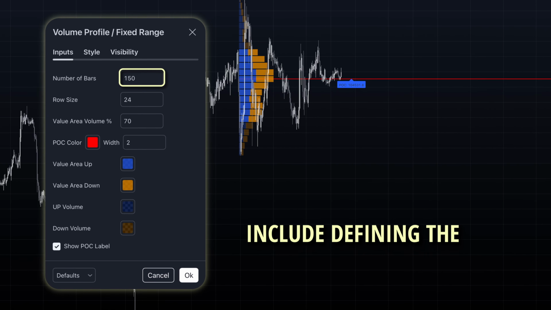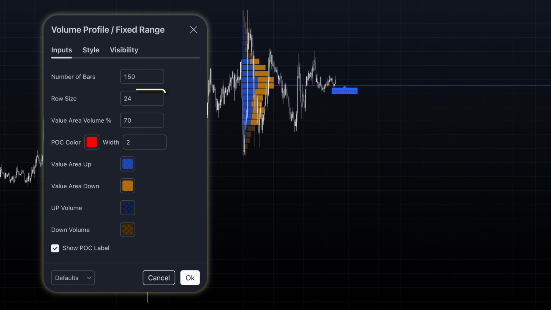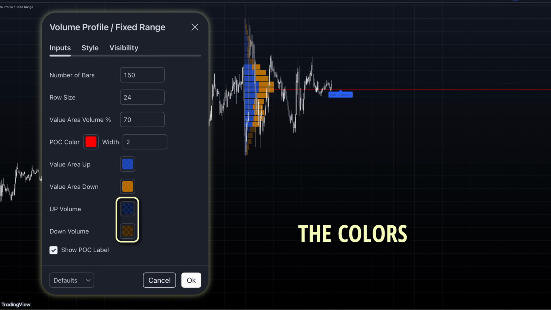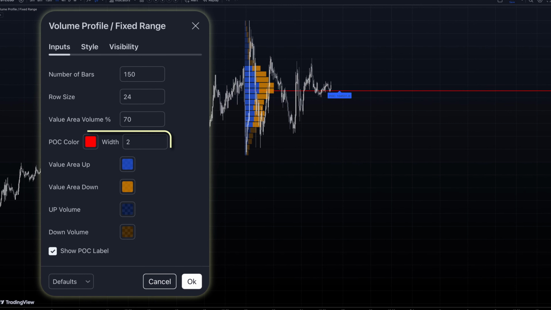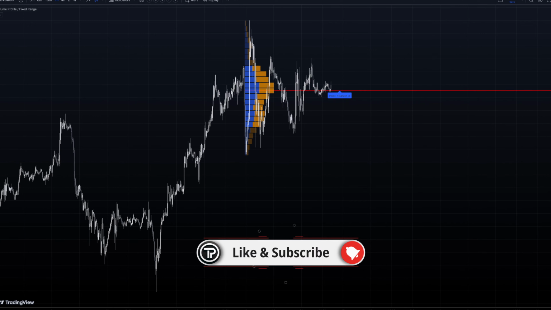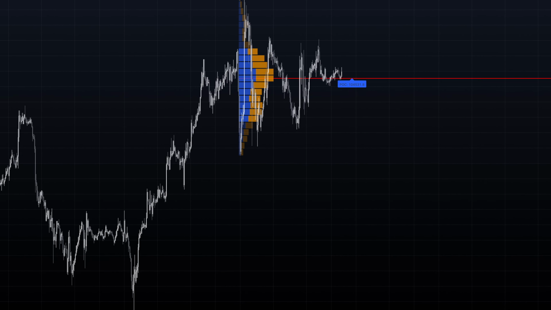Customization options include defining the bar range, adjusting the granularity of the volume distribution, setting the volume percentage for the value area, and customizing the colors for bullish and bearish volumes, as well as the POC and value area. The indicator might seem complex for inexperienced traders, so I'll be doing a detailed review in upcoming videos.